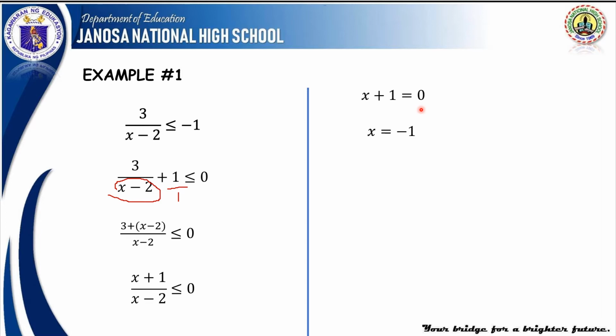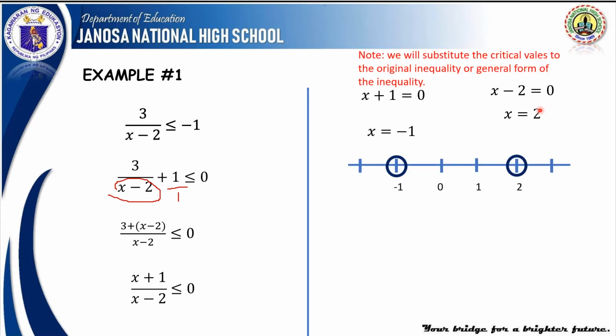Now, the second one, the denominator, which is x minus 2. Copy again and equate to 0. Then that would be x is equal to 2. We will now plot the critical values. Our critical values are the values of x that we got. So, our critical values are negative 1 and 2. So, we will plot it in a number line.